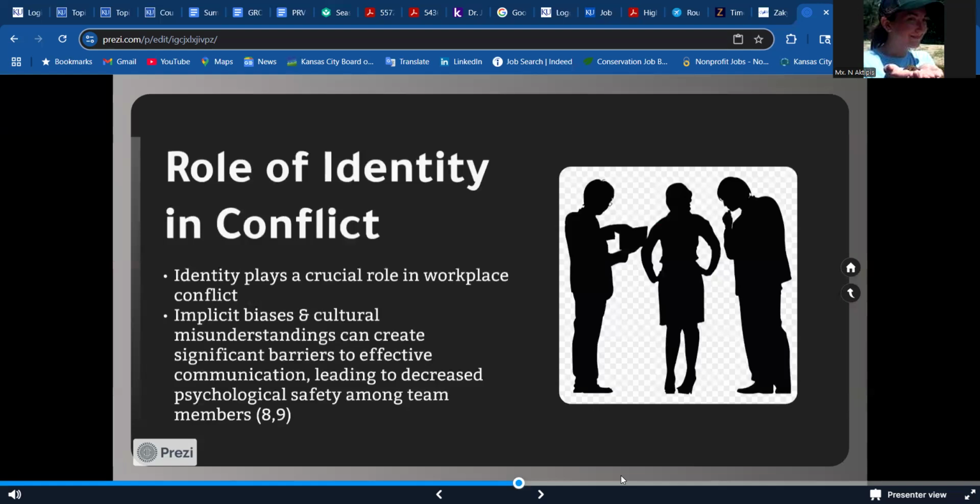Next, we have the role of identity. So you've got your culture, and then you've got your identities, and we all wear many hats. We all have many different identities. Some are more salient at certain times than others. And identity plays a huge role in workplace conflict. There are implicit biases and cultural misunderstandings. These can create significant barriers to effective communication, and can decrease psychological safety among team members from all sides, right? If we don't feel safe working with each other, the job doesn't get done, or it doesn't get done well, which is not super great.